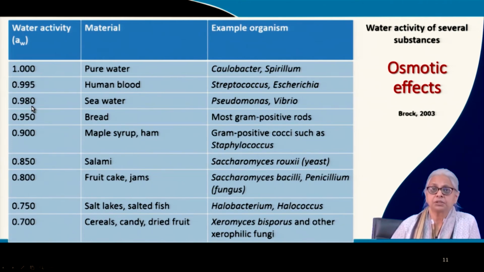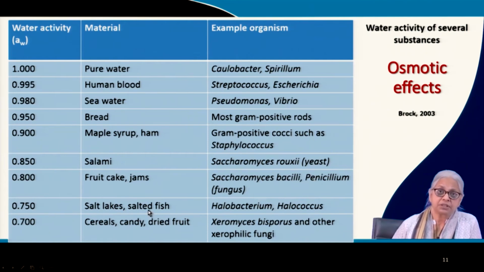Seawater is much higher in ionic strength and much lower in water activity, it's 0.98. Pseudomonas and Vibrio cholerae, famous for causing cholera, can survive under high ionic strength or low water activity. Our foods, breads, maple syrup, fruit cakes and so on, all have very low water activity and high ionic strength, ranging from 0.95 all the way to 0.8, and several different types of pathogenic as well as other bacteria can be found.